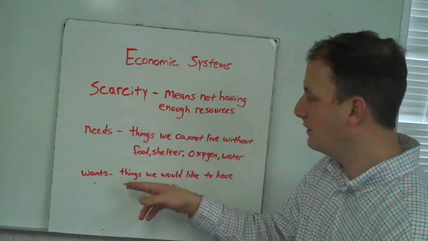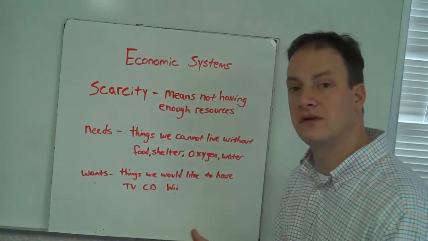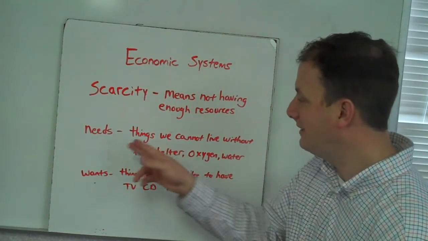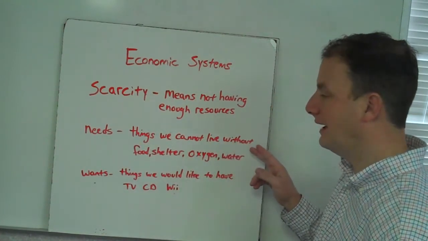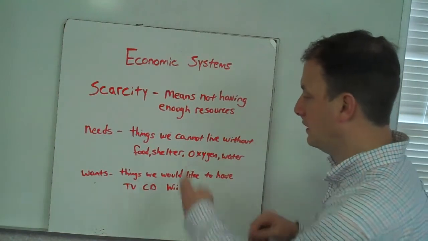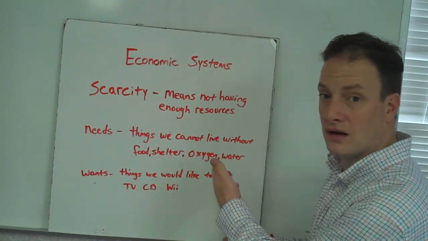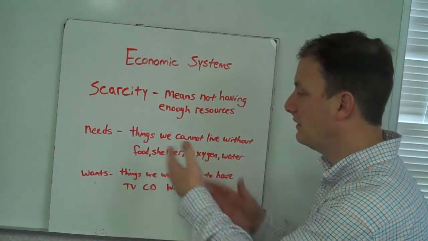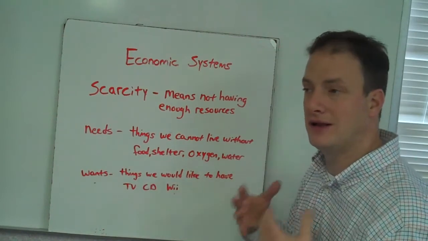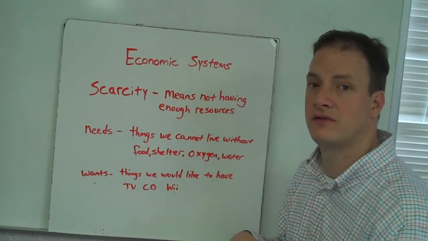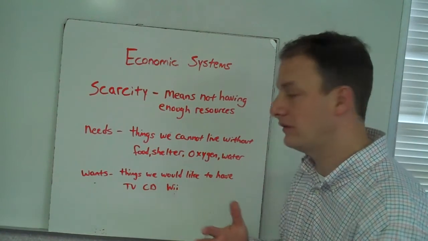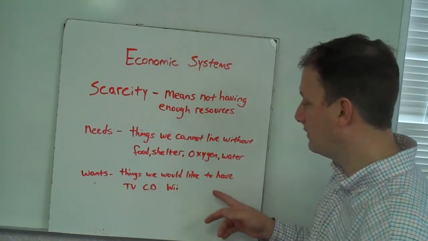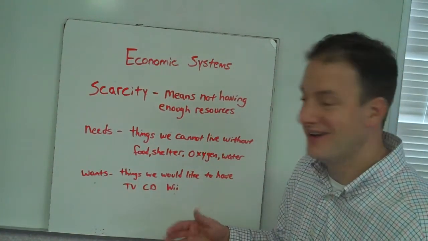All right, needs and wants. These are important terms that you'll need to know. Needs are things that we cannot live without. For example, food, shelter, oxygen, water, and clothing. These are all things that we desperately have to have in order for us to survive and in order for us to live. Wants are things that we would like to have.